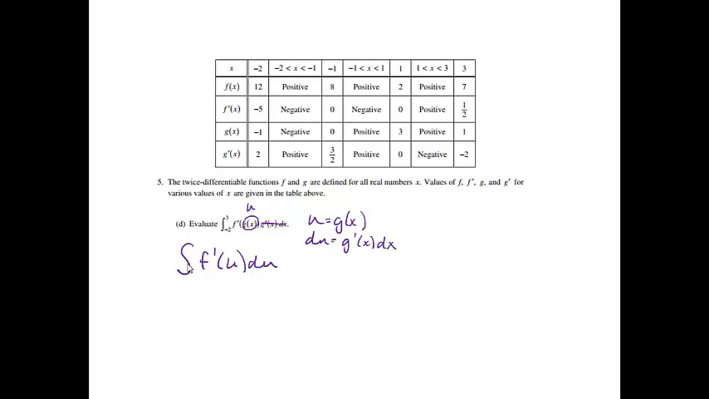Okay, so when I take the integral of this, the integral of f prime is just going to be f, and then the integral of du, we know those two just cancel each other out. So I have f of u. Now I'm going to plug back in my u. My u was g of x, so it's going to be f of g of x, and now I still need to evaluate it at the endpoints. They gave me -2 and 3. So this will be f of g of 3 minus f of g of -2.